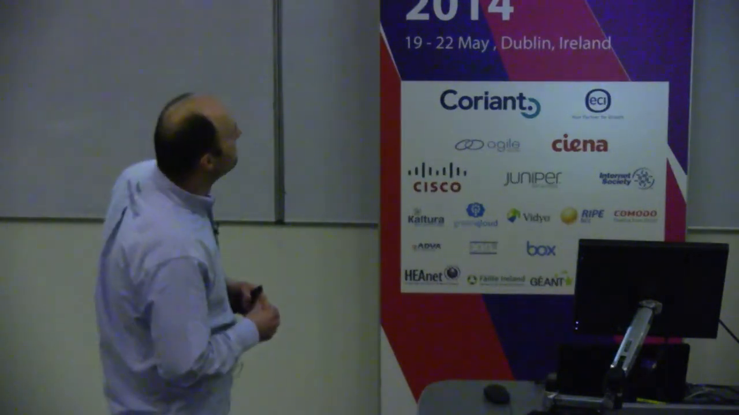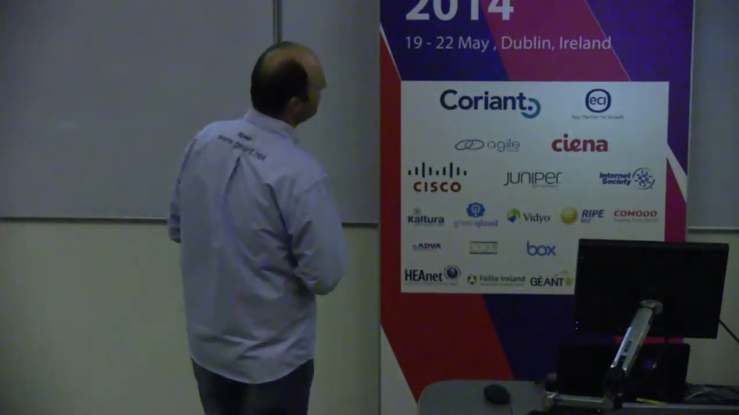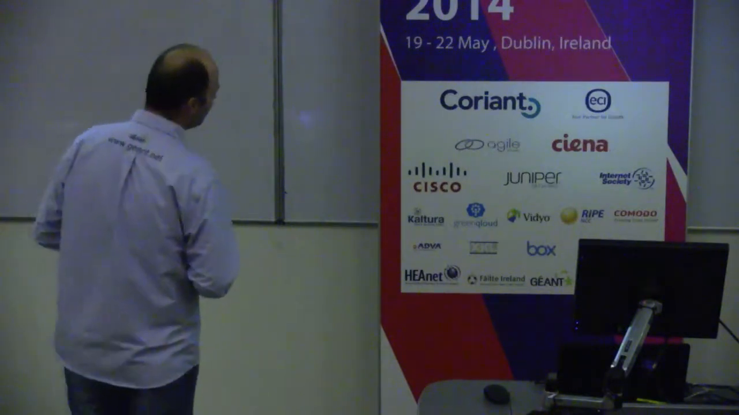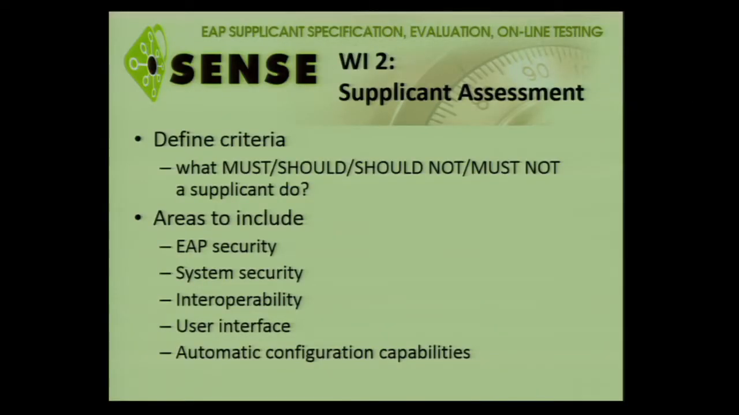The second work item, supplicant assessment, basically this is defining criteria. So what should a supplicant do, what should it not do, and what is really a no-go. And we're taking a look at how these supplicants behave. So do they get all the EAP security parameters right? Do they forget asking the user about what is the CA certificate? And these exist. Do they have side effects on system security beyond EAP? This also exists. Are there interoperability problems?